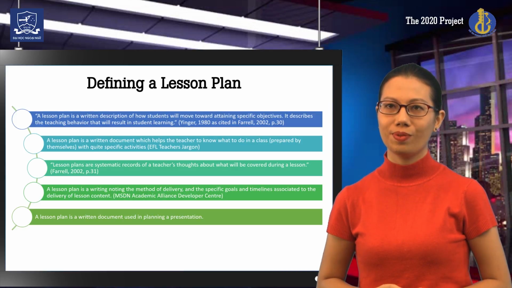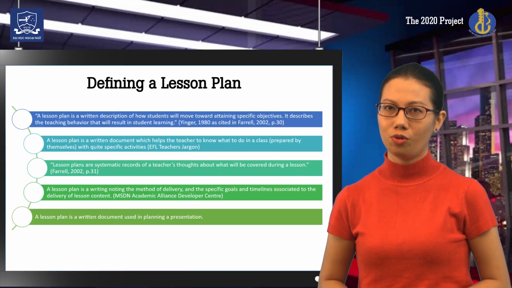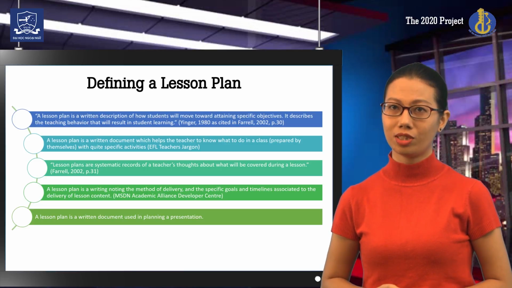Number 3. Lesson plans are systematic records of a teacher's thoughts about what will be covered during a lesson. Number 4. A lesson plan is a written document used in planning a presentation. Which one do you think is the most appropriate, or which one is the least? As for me, definition number 4 is the least suitable because teaching is much more than a presentation.